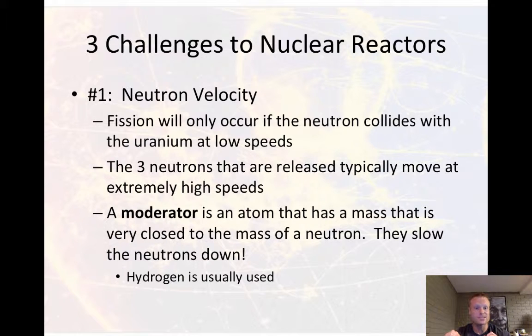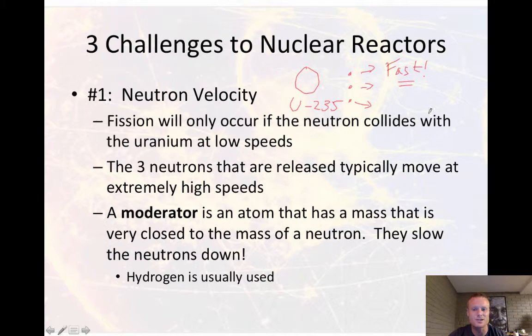Then the other challenge is once that uranium-235, so maybe I'll draw a little picture up here. Here's this uranium, I'll call it U-235. It undergoes fission, and now you have 3 more neutrons that are released, okay? And they're on the hunt to find more uranium-235, if you will. These guys are moving super fast, okay? They're moving super fast when they are released undergoing fission.